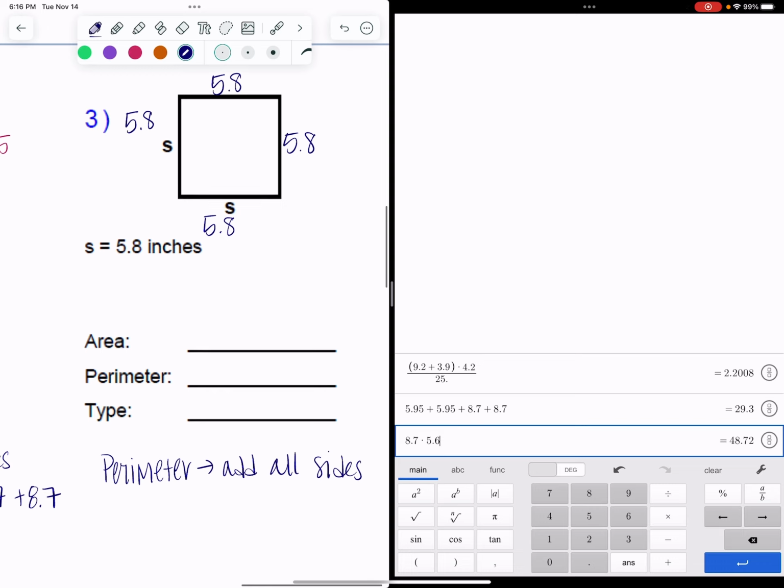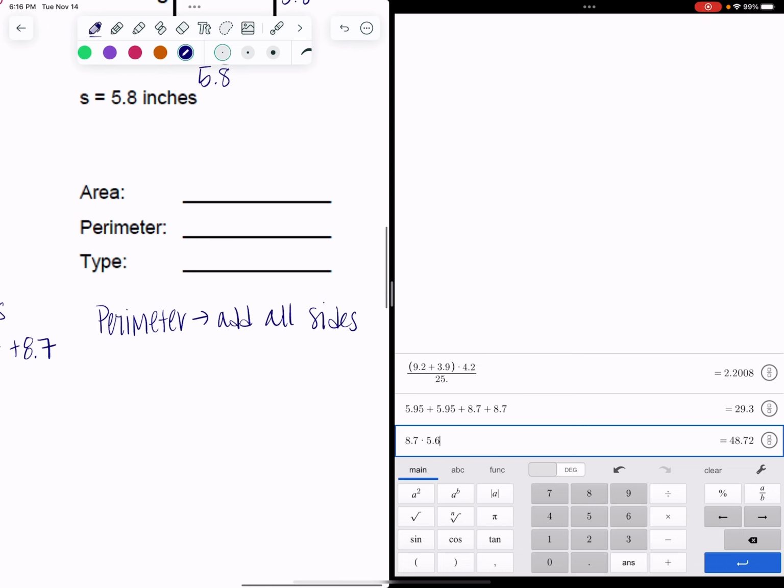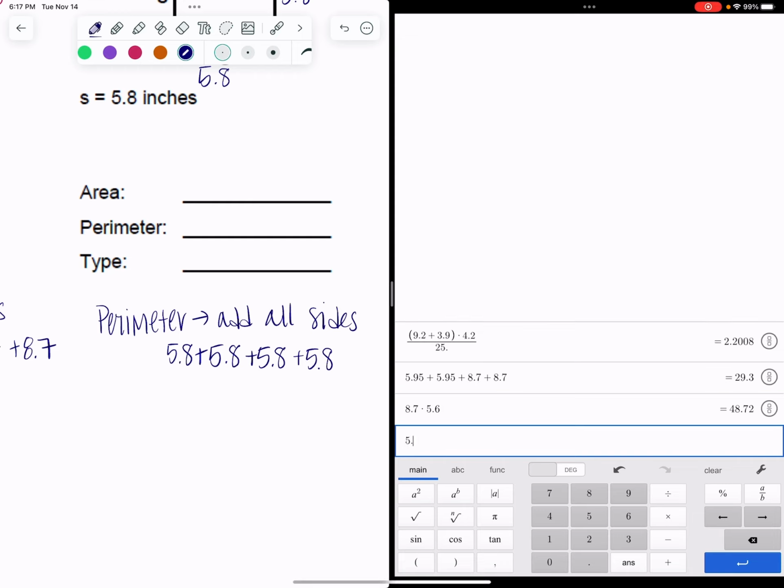So if we find perimeter and we need to add up all the sides, we do 5.8 plus 5.8 plus 5.8 plus 5.8. So the perimeter of our square is 23.2 inches.